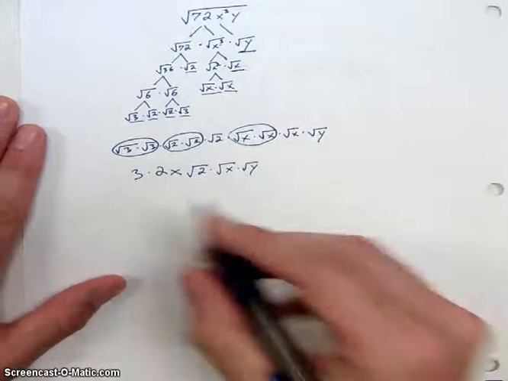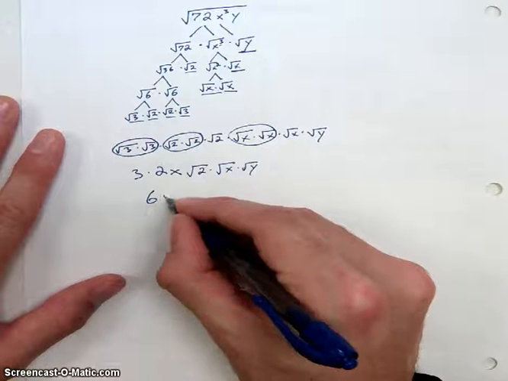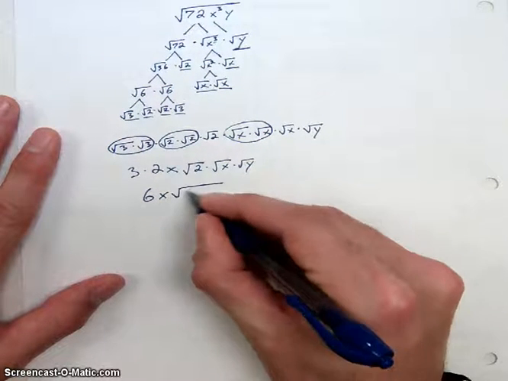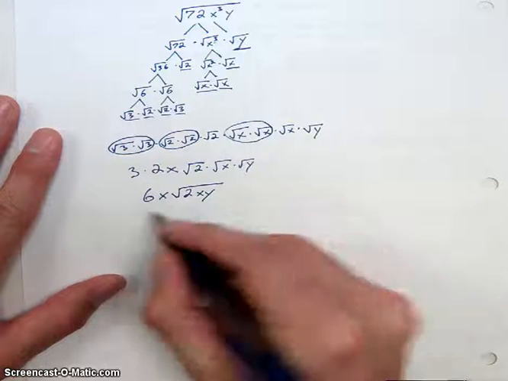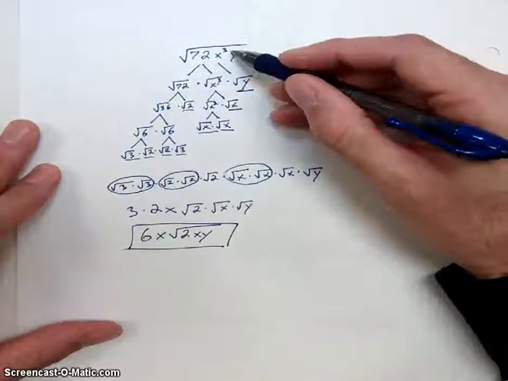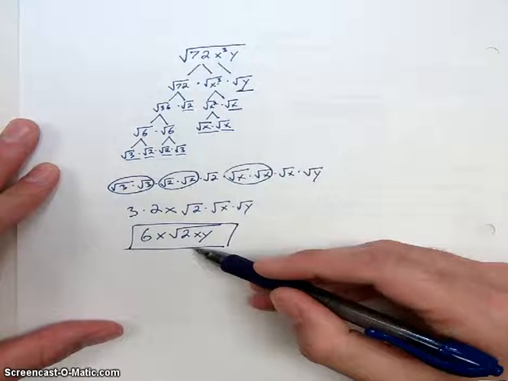Cleaning this up now, you can see that we're going to get 6x, 3 times 2, which is multiplying 2xy. This is the square root of 72 x cubed y in simplest form.